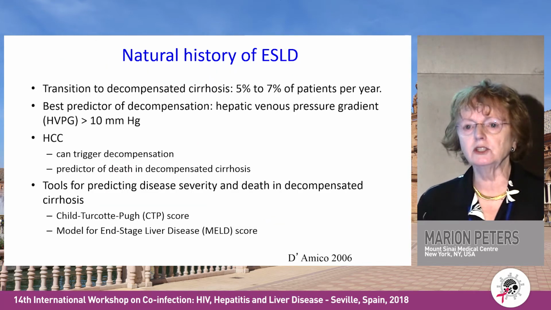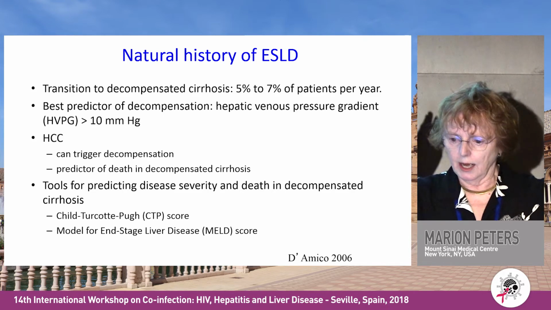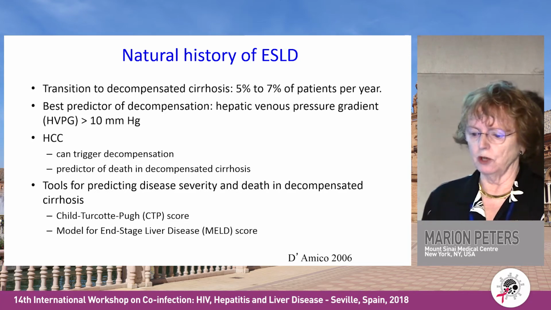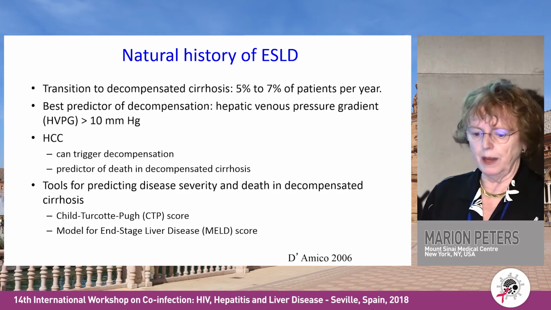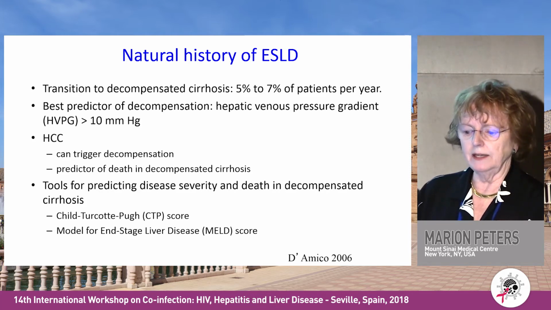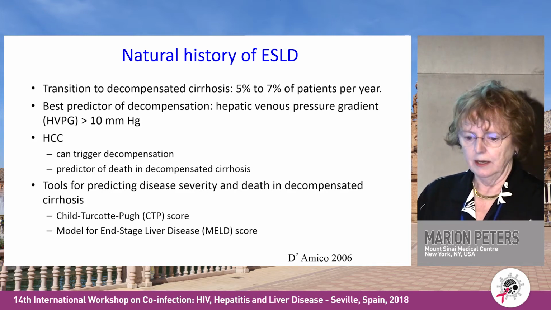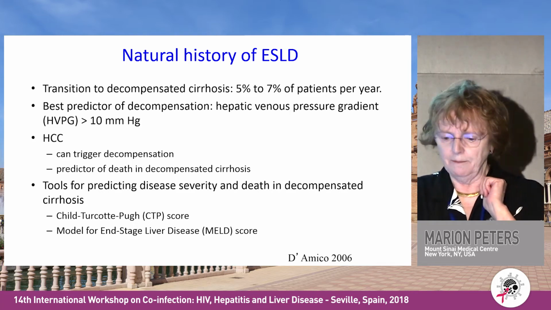The natural history of end-stage liver, transitioning from compensated to decompensated cirrhosis, occurs quite frequently, 5 to 7% of patients per year, and the best predictor is a hepatic venous pressure gradient greater than 10, having portal hypertension. Cancer, as I told you, can trigger decompensation.